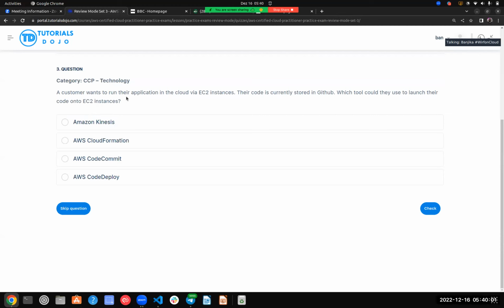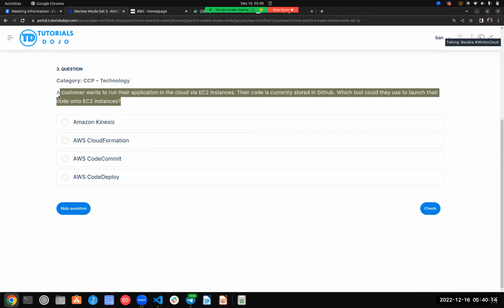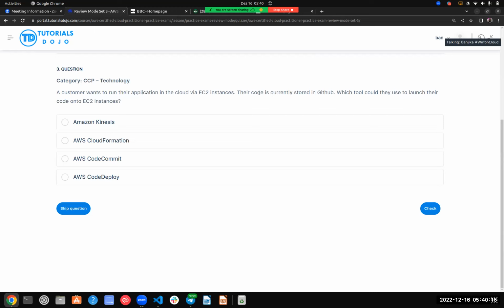This is for you. A customer wants to run their application in the cloud through EC2 instances. Their code is currently stored in GitHub. Which tool could they use to launch their code onto EC2 instances? So their code is currently stored in GitHub. So in AWS, which tool can you use to launch their code in EC2 instances? So they need to launch their code in EC2 instances. What can they use?